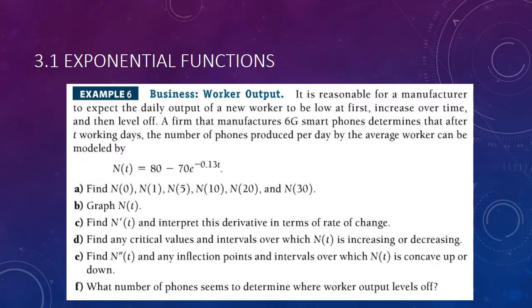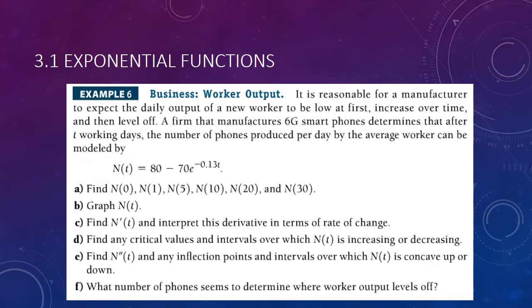Okay, so here's an example. It's reasonable for a manufacturer to expect the daily output of a new worker to be low at first and increase over time and then level off. A firm that manufactures 6G smartphones determines that after T working days, the number of phones produced per day by the average worker can be modeled by the function here. So A, all you're going to do is put in 0, 1, 5, 10, etc., and get those answers. You're not taking a derivative there, you're just putting those numbers in.